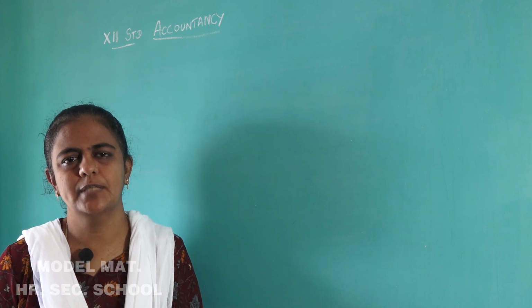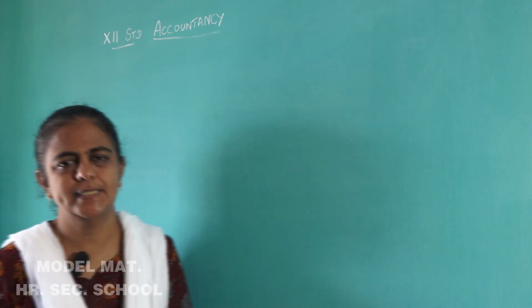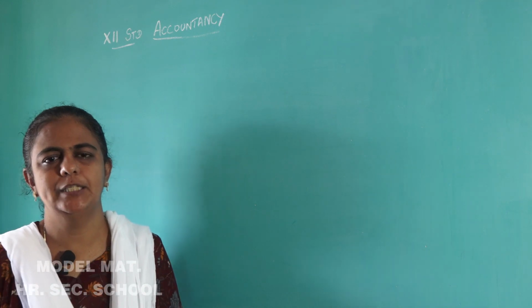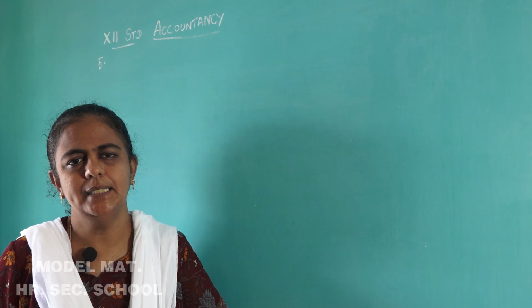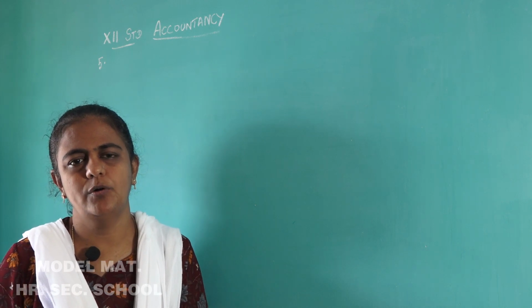So, we will go to sum number 5. Question number 5, page number 72. I will put the question on the screen. You just watch the screen, read the question, then understand, and then you move on to the sums.